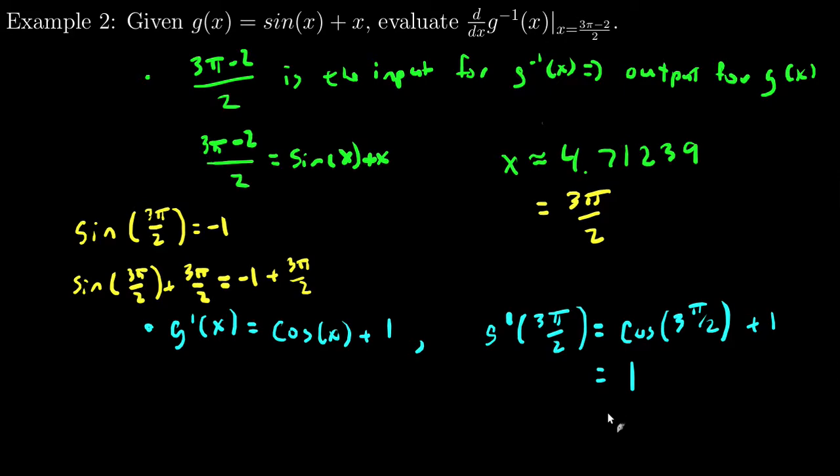And I guess I made a dumb mistake. I didn't show different things here. So find the reciprocal of 1. 1 over 1 is still 1, and that will be the derivative of the inverse of g evaluated at this x value.